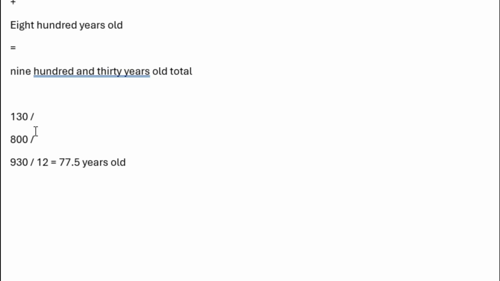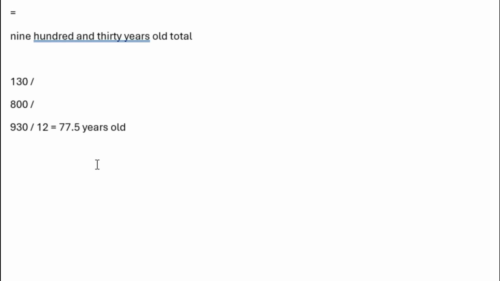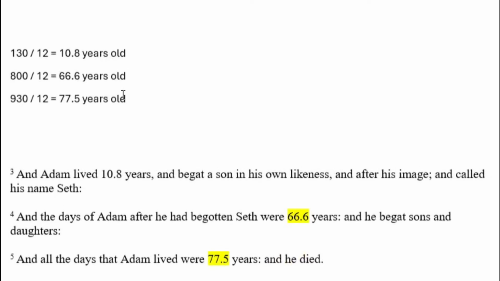I put them in this format: 130, 800, 930. So if we wanted to convert that 930 years, divide by 12, it would be 77.5 years old. What happens if we use that for the rest of the ages in Adam's lineage? That would mean that at 800 years old, he was really 66 and a half years old, about 66.6 years. And at 130, if we divide by 12, that would have meant that he was 10.8 years old when he had Seth.